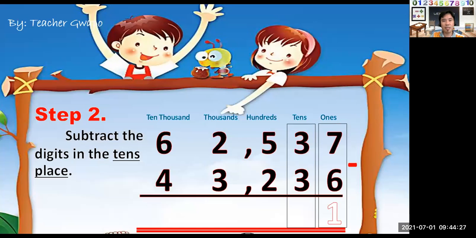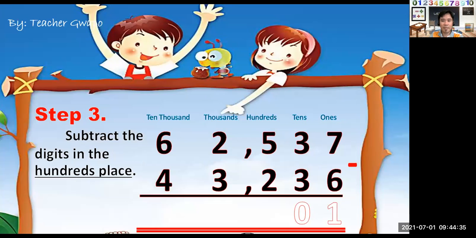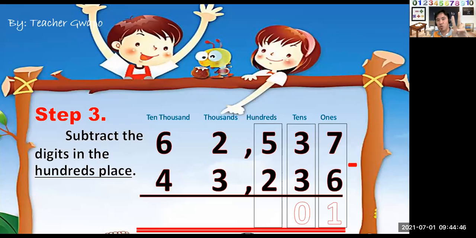3 minus 3 is 0. Okay, 0. Next, step number 3, let's do it quickly. Ones place, 7 minus 6 is 1. 3 minus 3 is 0, and 5 hundredths minus 2 hundredths is equal to 3 hundredths. Like grade 1 and grade 2, very easy. Subtracting numbers is very easy.